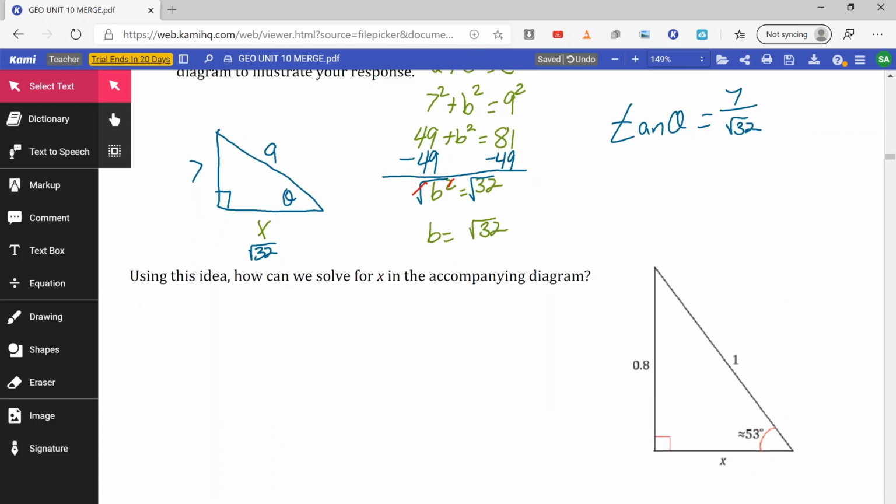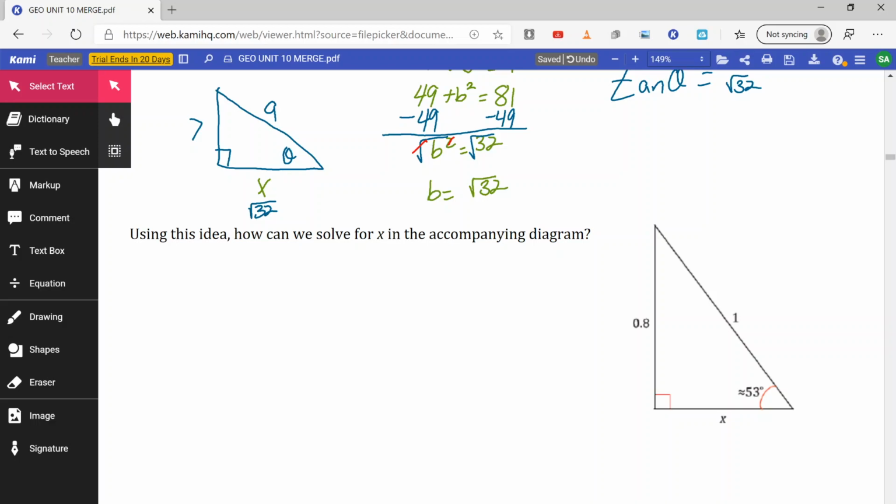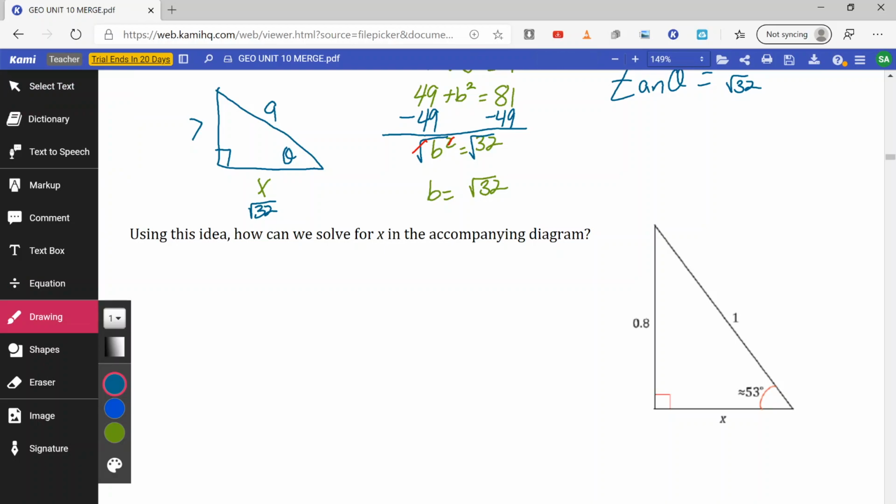So same deal here, using the idea, how can we solve for x here? So here we have a right triangle, some angle that's approximately 53 degrees. And because we know 2 out of 3 sides, we can use the Pythagorean theorem to figure it out. So a squared plus b squared gives me c squared. So our short side is 0.8 squared. Plus our unknown side, x or b squared, is going to give me our hypotenuse, 1 squared. 0.8 squared is going to give me 0.64. Plus b squared is going to give me 1.